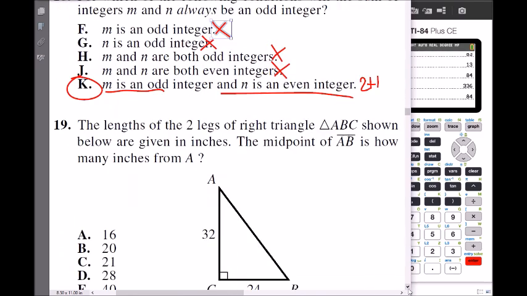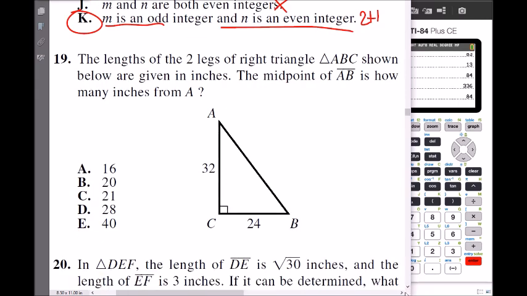19. The lengths of 2 legs of the right triangle ABC are shown below. The midpoint of AB is how many inches from A? So a lot of times, you can use the 3-4-5 ratio, or you can do a squared plus b squared equals c squared, right? Look at this. Isn't 24 3 times 8? Isn't this 4 times 8? 3, 4, then this must be 5 times 8, which is 40, right?